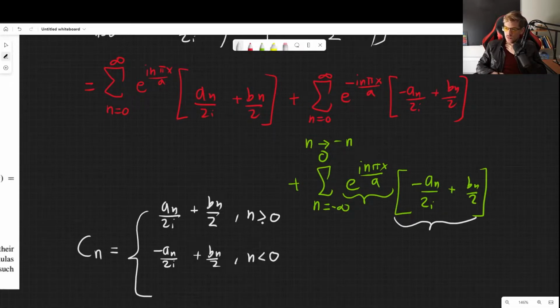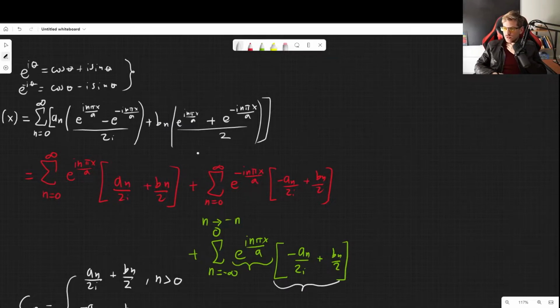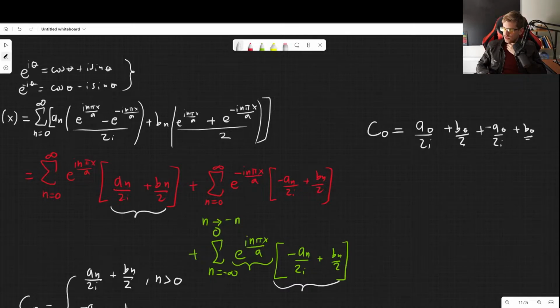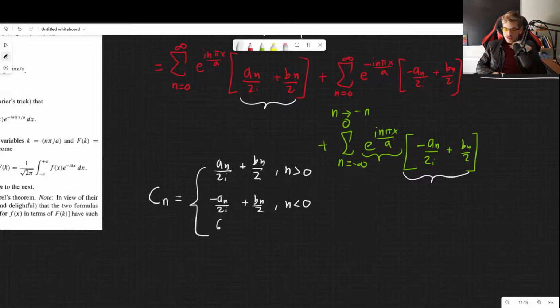But what happens in the limit where n is equal to 0? Well, let's quickly check it out. So what happens if we take this formula, and so basically what is C0, right? So when n is 0, the exponentials, both of them are 1. So we are left with a0 over 2i plus b0 over 2. This is this part. Plus, or actually minus here, minus a0 over 2i plus b0 over 2. So C0 is simply b0, okay? So this has the value b0 if n is equal to 0.